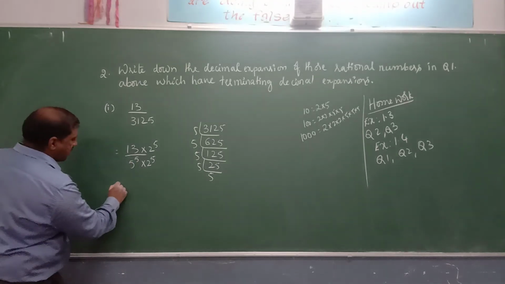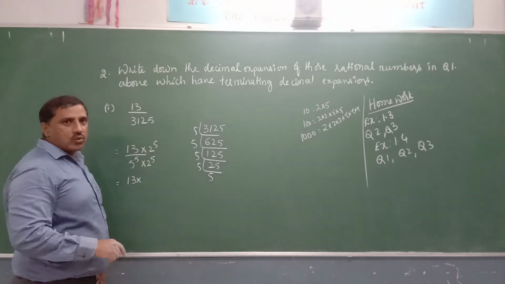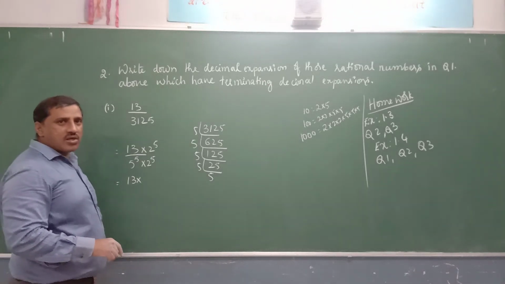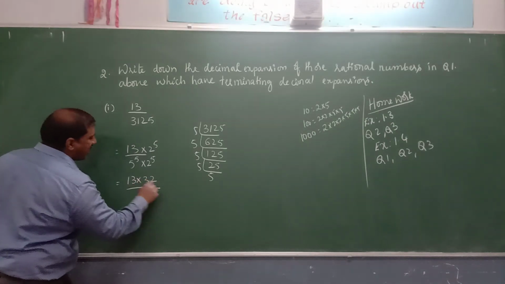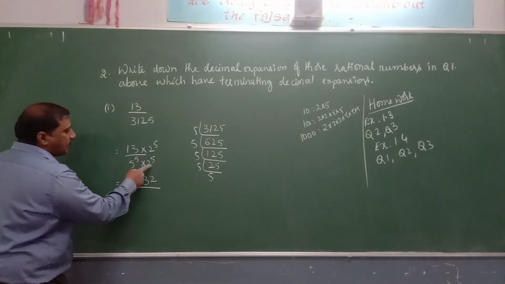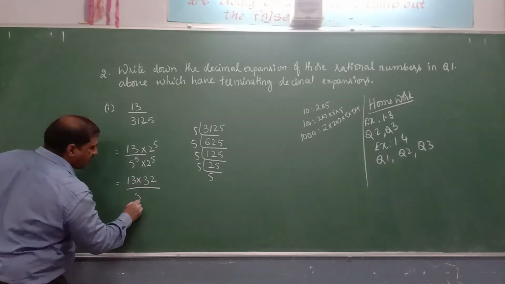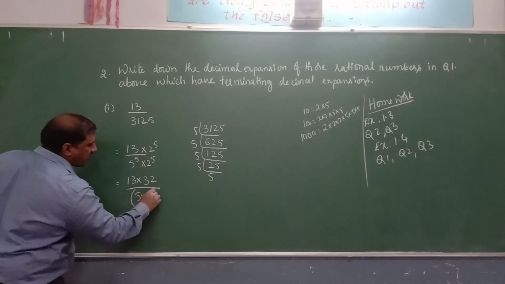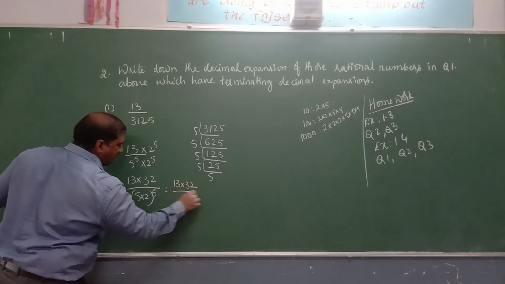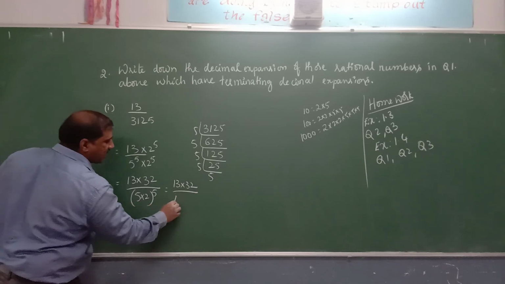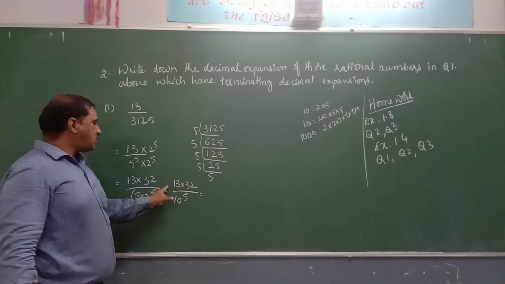Now it is 13 into 2 to the power of 5. 2 into 2 is 4, 4 into 2 is 8, 8 into 2 is 16, 16 into 2 is 32. So 32 divided by, here a to the power m into b to the power m is equal to (a into b) whole to the power m, that is 5 into 2 whole to the power of 5, that is equal to 13 into 32 divided by 5 into 2, which is 10 to the power of 5. Now multiply these two numbers.